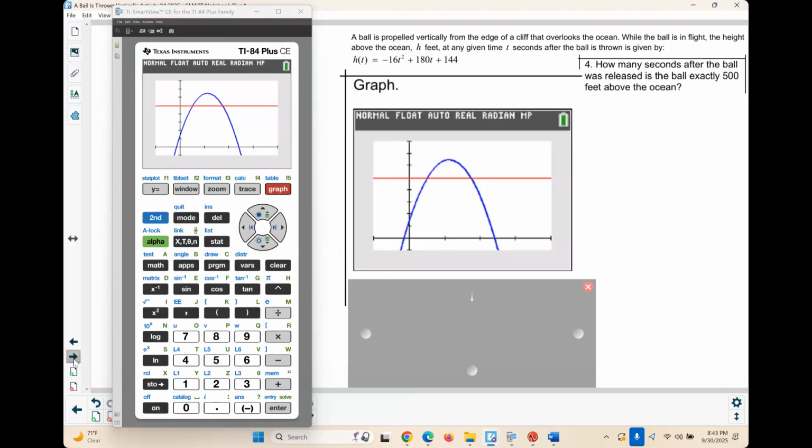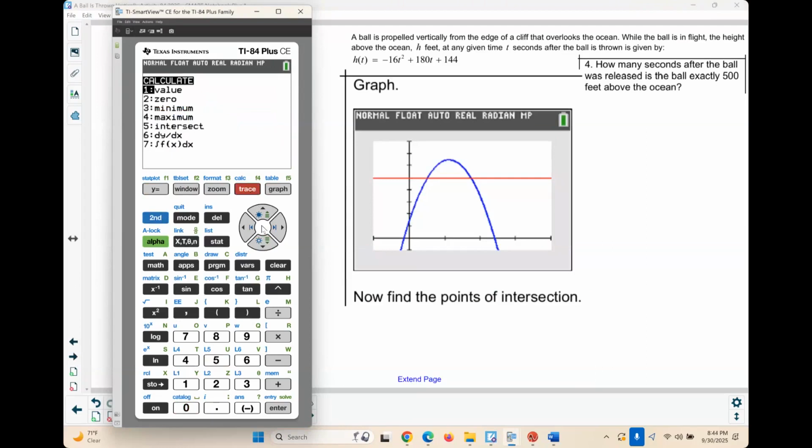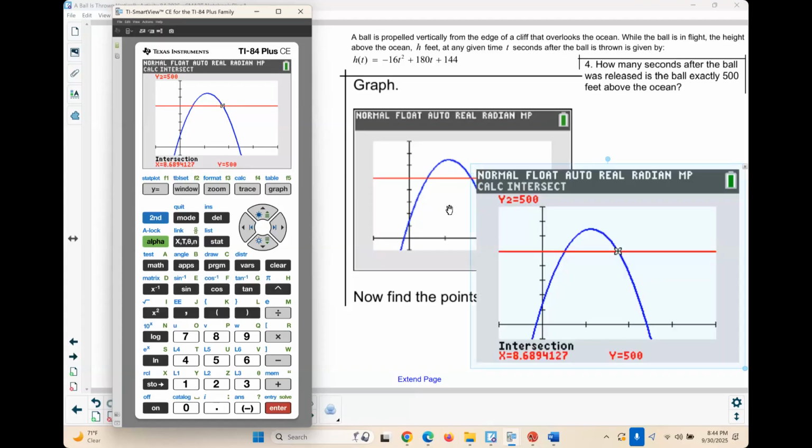Then to do that, we'll go ahead and use the intersect tool. So that would be second trace for calculate, intersect. First curve, blue, second one, red. Now my guess, if I go with this guess, I'm going to get the one closer to 7.5, which is that one. So I'll just press enter. And there's my answer right there.